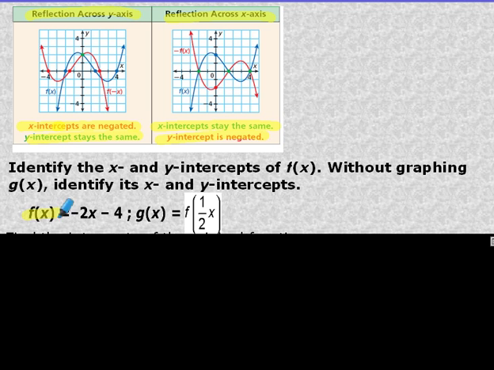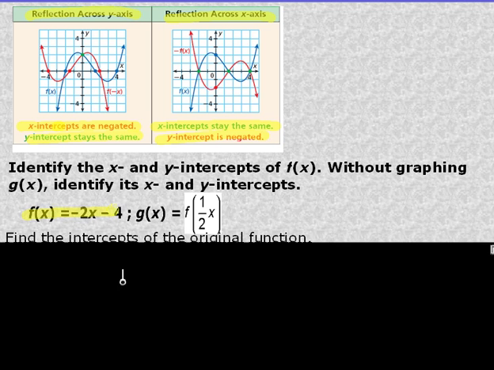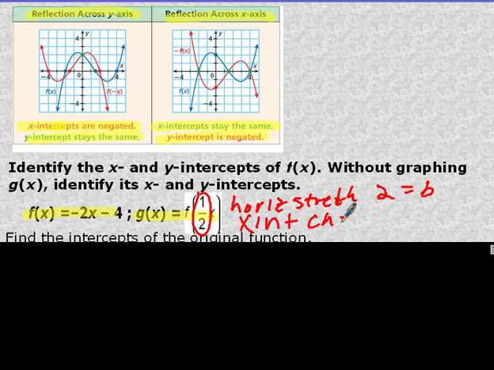So here's f of x, 2x minus 4, and we have a transformation, a horizontal. So this is going to be a horizontal stretch of 2. So remember, this is 1 over b, so b is going to be 2. So that means our x-intercept is going to change and our y is going to stay the same.